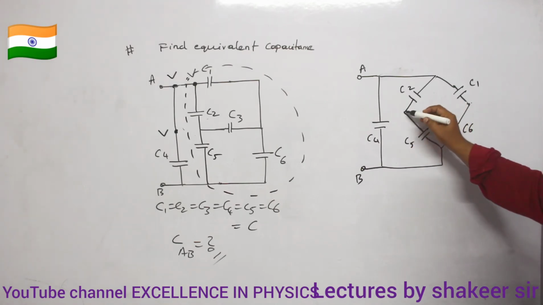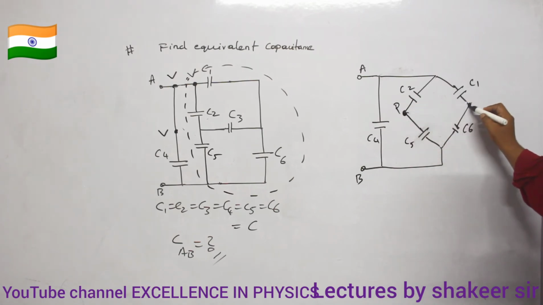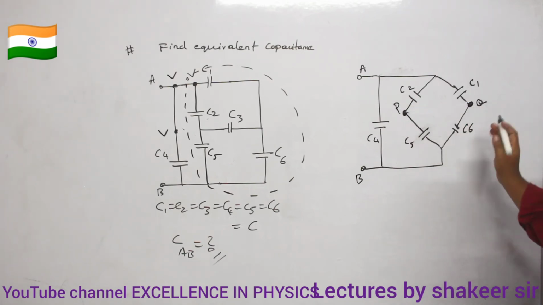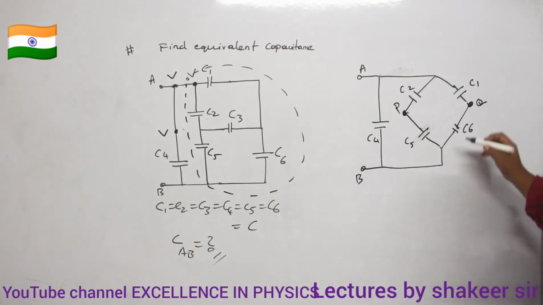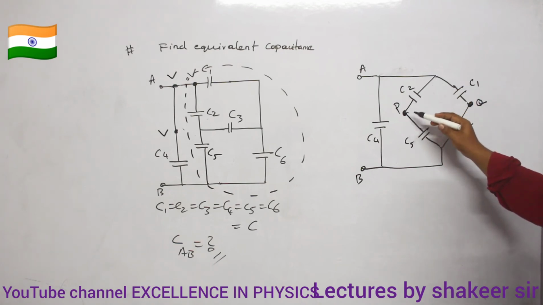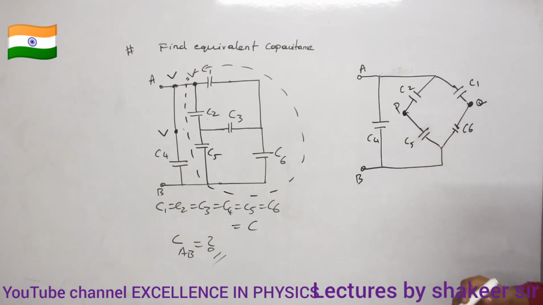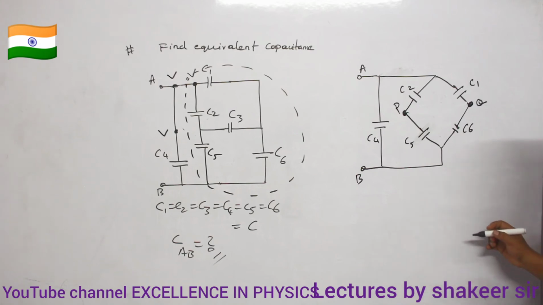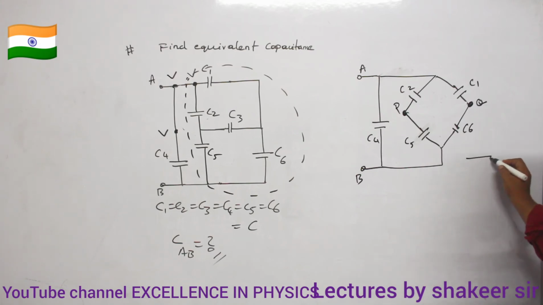Clear? So if I take this point as P and this point as Q, then P and Q are at the same potential. Clear? So therefore, C and C are connected in series. So this branch capacitance is C by 2 and this branch capacitance is also C by 2. C by 2, C by 2, they are connected in parallel, no? So therefore, how can I redraw this circuit? I can redraw this circuit like this.